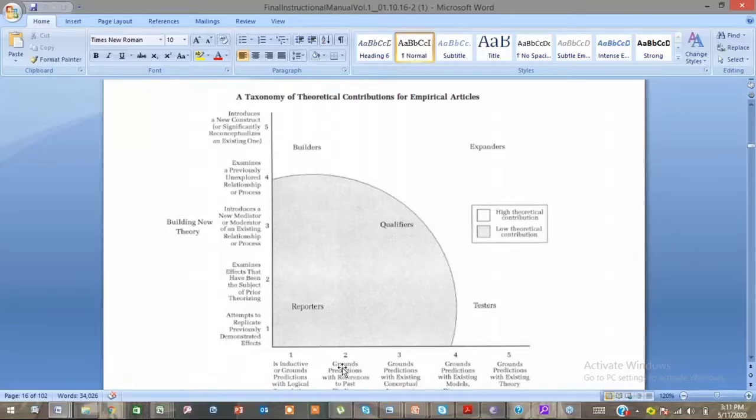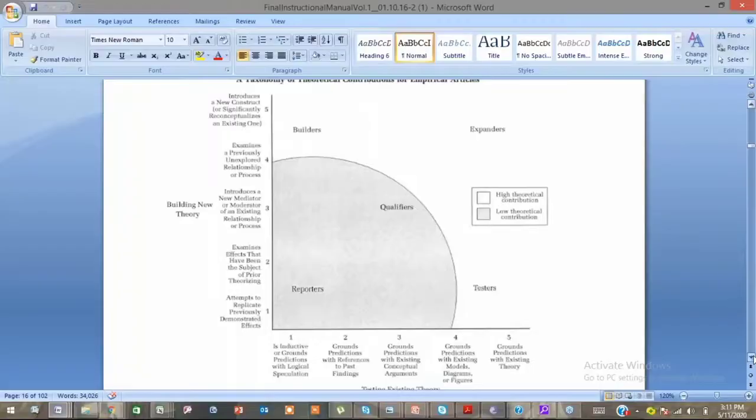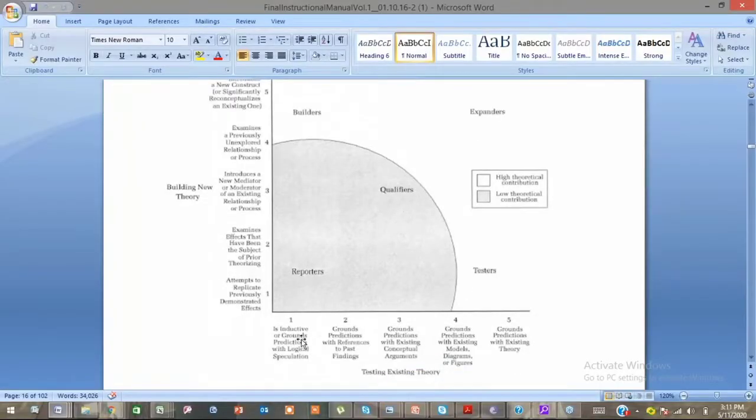So let's look at the horizontal table now. Induction, or grand prediction with logical speculation. Two, grand prediction with reference to past findings. Grand prediction with existing conceptual arguments. Grand prediction with an existing model, diagram, or figure. Grand prediction with existing theory.